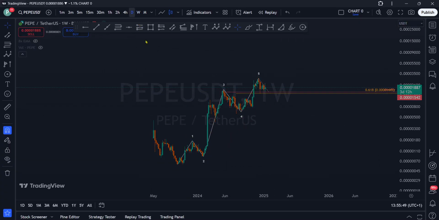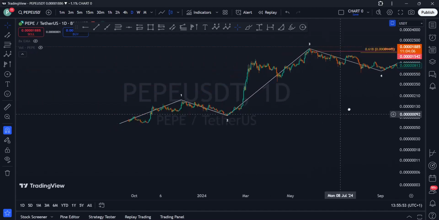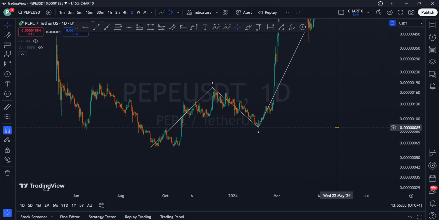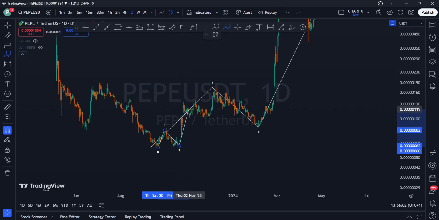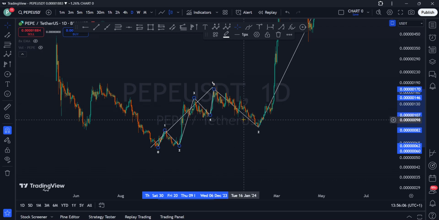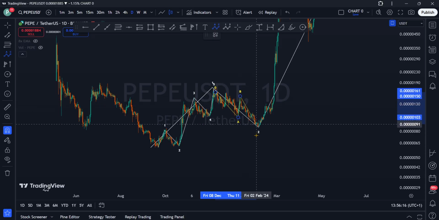So if I go on to the daily time frame and look into the first wave, wave 1, I can clearly see 5 waves here. 1, 2, 3, 4, 5. That means the first wave is valid. The second wave is a corrective wave, so I can see an ABC correction here, A, B, C. That's valid as well.